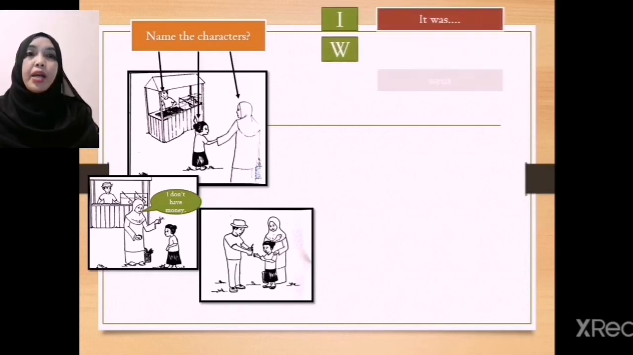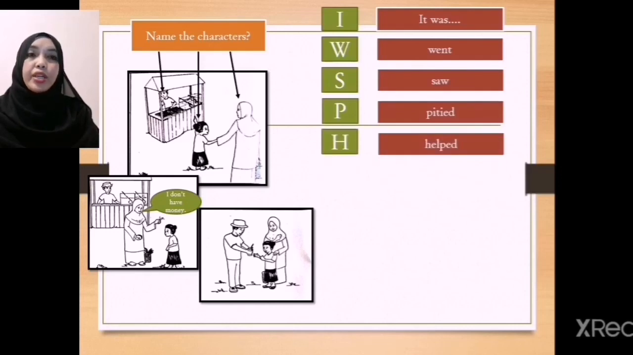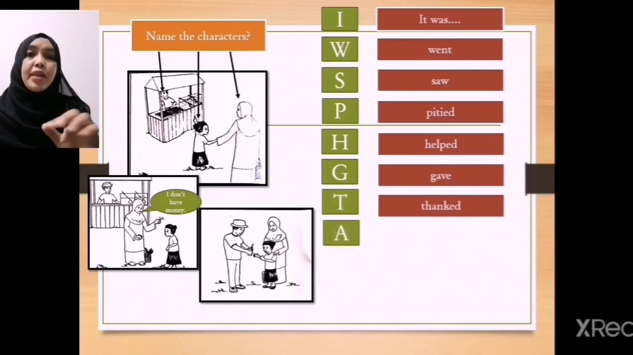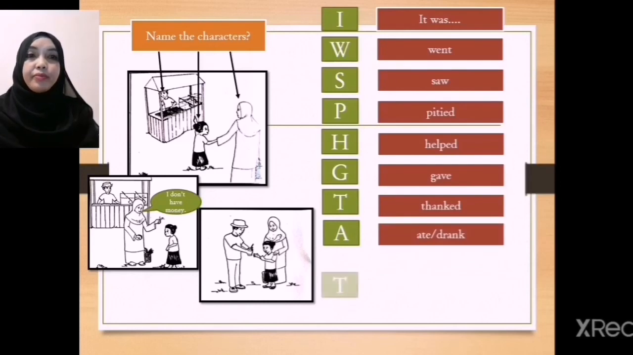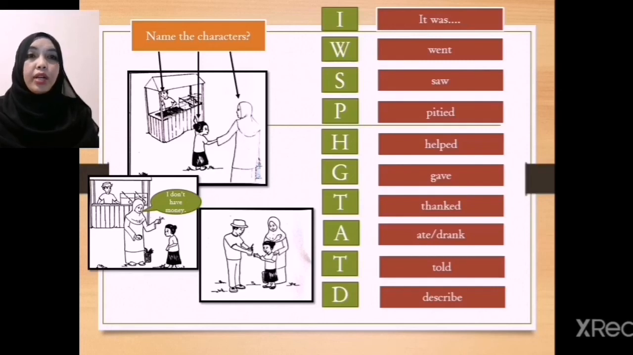And remember, I, W, S, P, H, G, T, A, T, and D. Impian, Willy, suka, pergi, hotel, guna, tongkat, ajaib, tanpa, duduk.